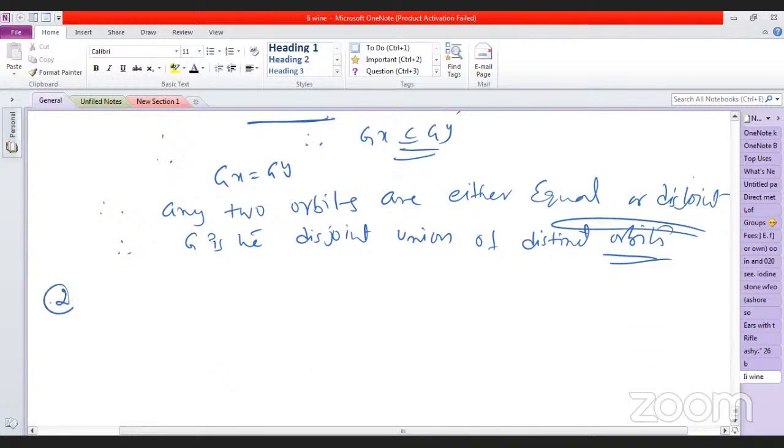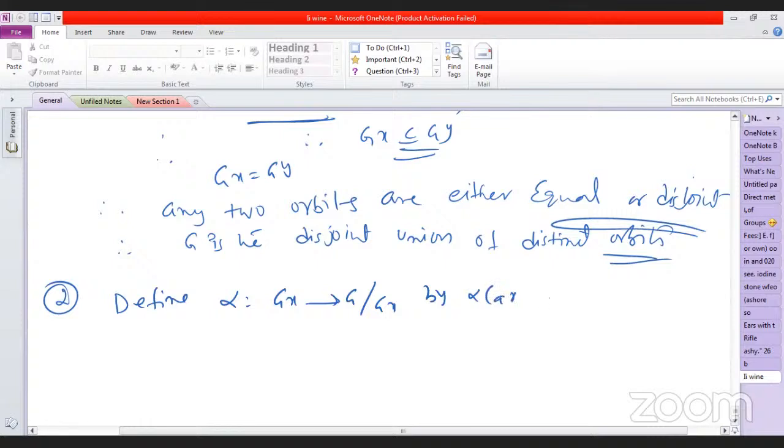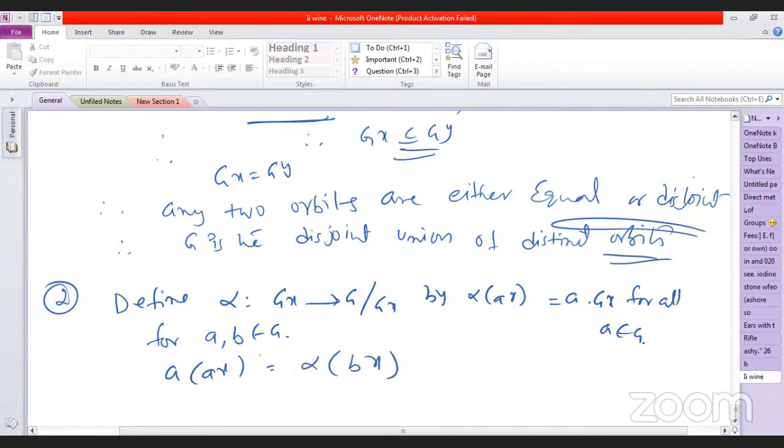Second condition we are doing here. Alpha from G by Gx defined by alpha of aGx equal to a into Gx for all a belongs to G. For a, b belongs to G, so we are writing here alpha of aGx is equal to alpha of bGx. We can write? Yes, sir. Above condition we have to write here. Therefore, aGx is equal to bGx. Right? We can write from the above condition.